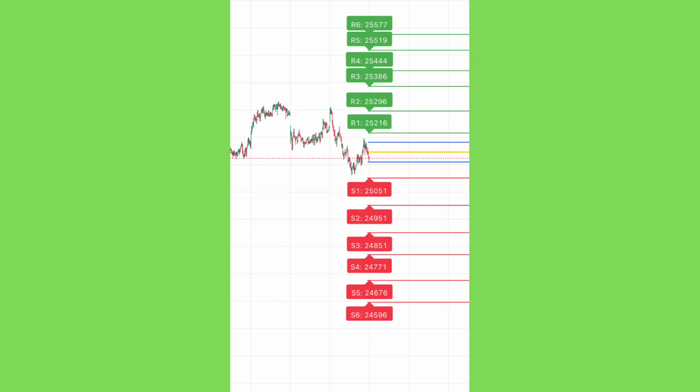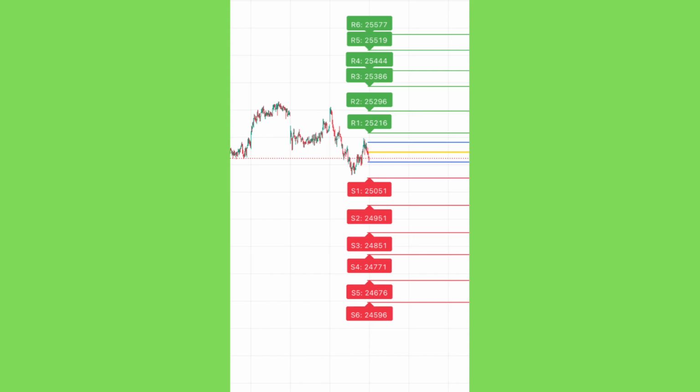On the upside, here are the key resistances to watch. R1 25,216, R2 25,296, R3 25,386, R4 25,444, R5 25,519, R6 25,577. These zones will act as profit booking or breakout points as Nifty moves higher.